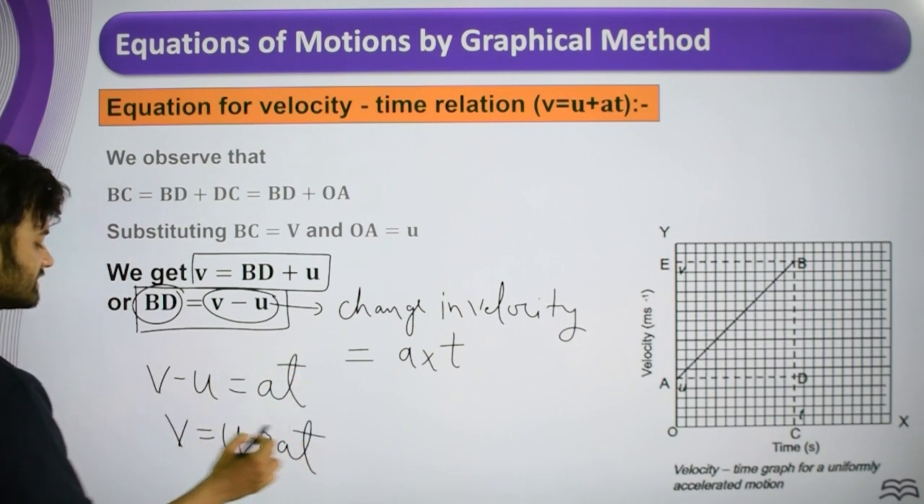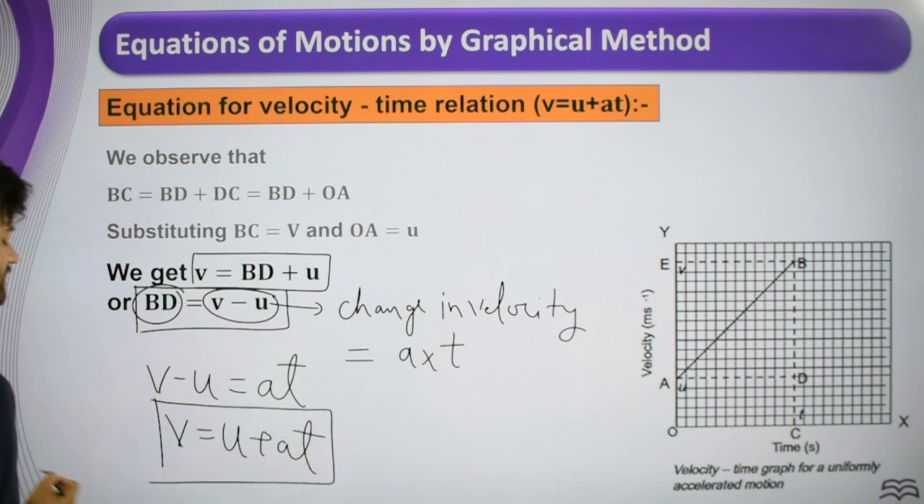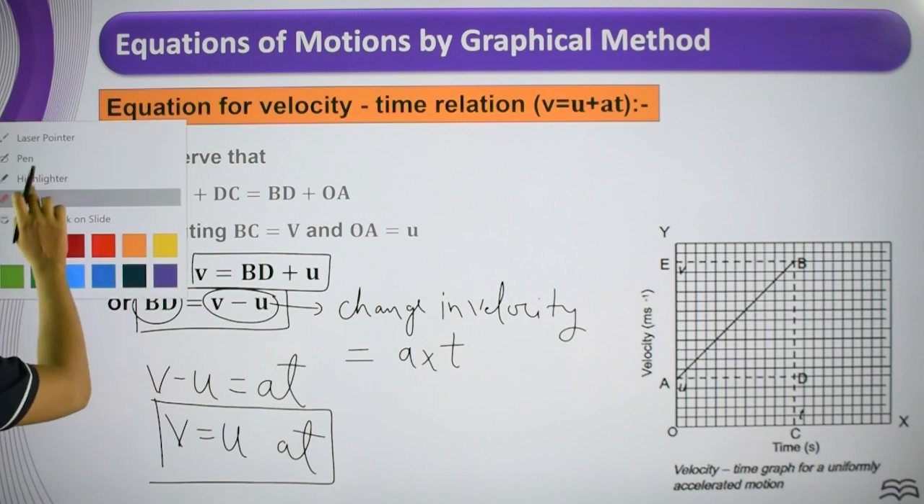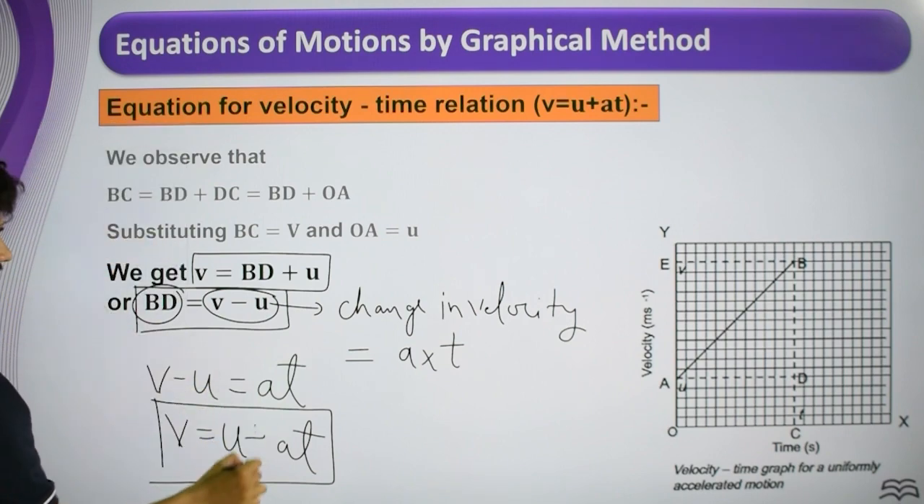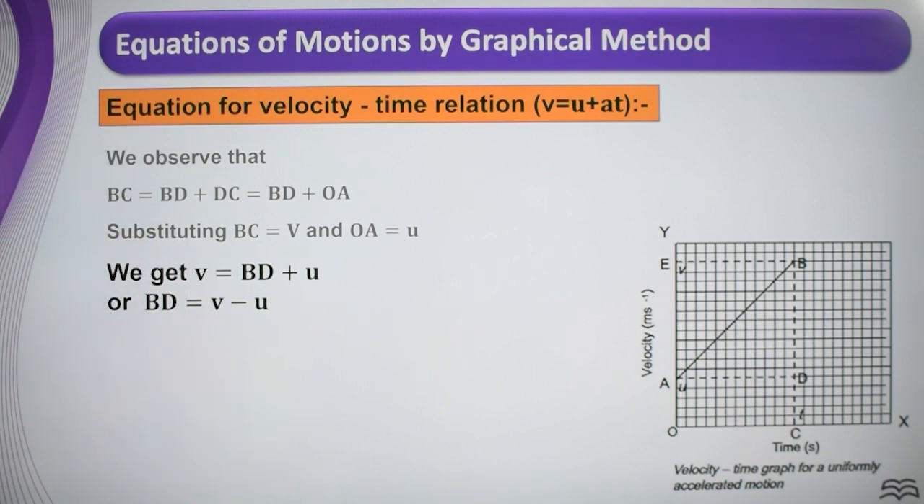This is our first equation of motion. We have derived this equation of motion. So v is equal to u plus at is our first equation of motion. We have derived it. Nice.